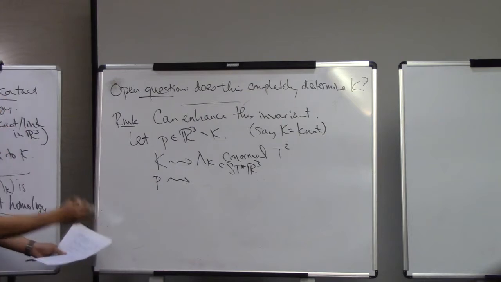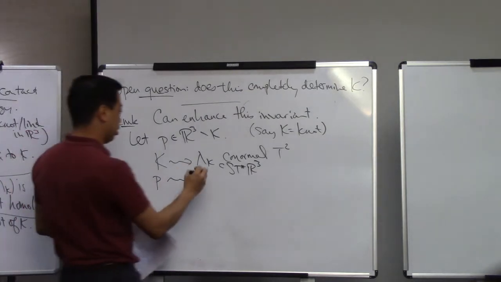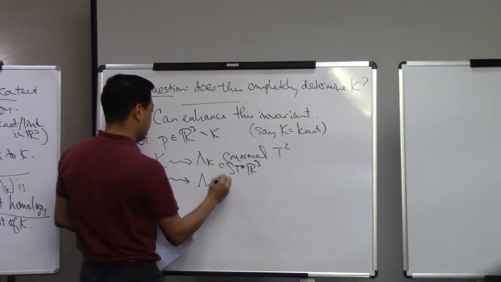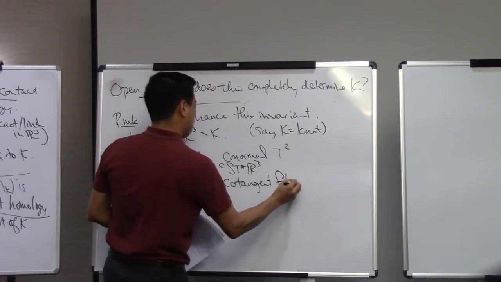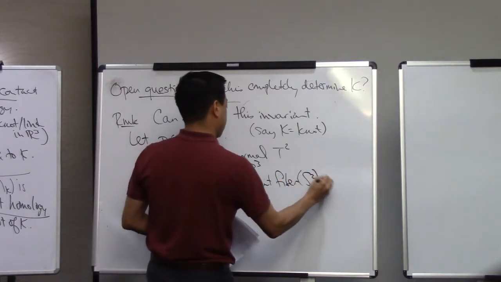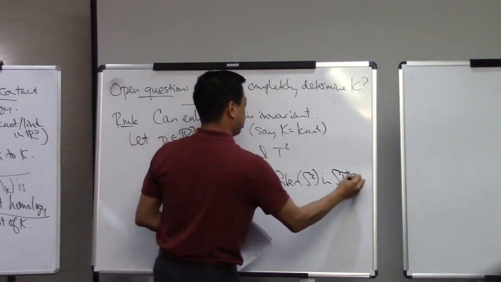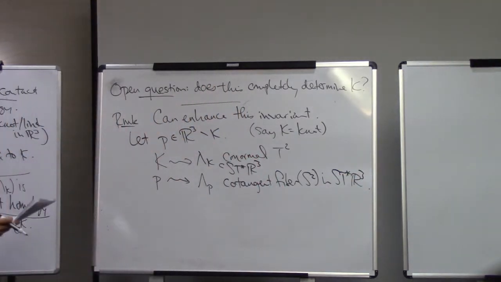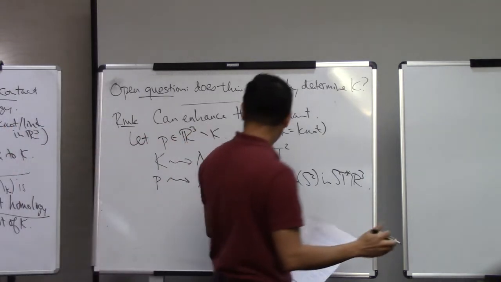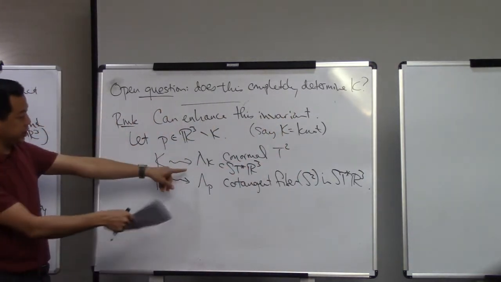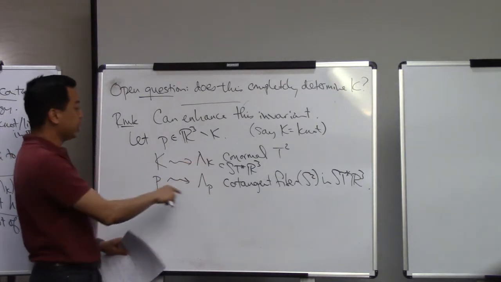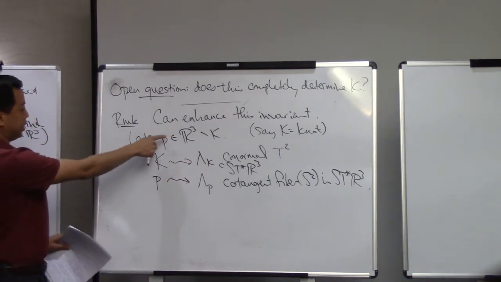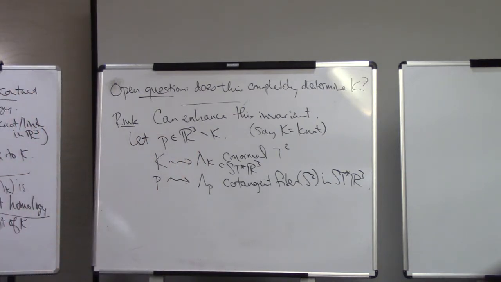So what is the conormal to a point? It's actually just the fiber over that point, lambda P, the cotangent fiber. So it's an S2 over the point P in this unit cotangent bundle. And these two things are disjoint. They're both Legendrian, and they are disjoint because P does not lie in K.